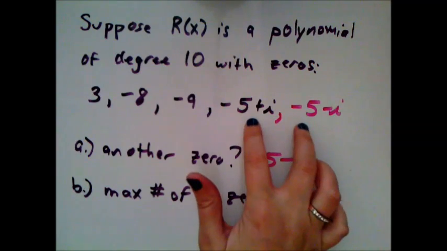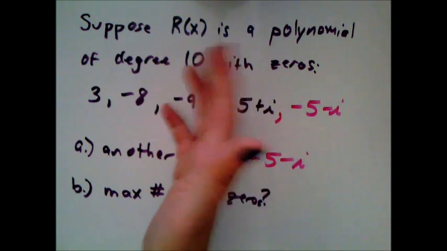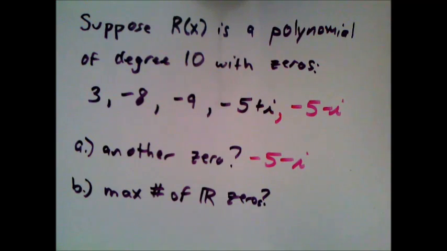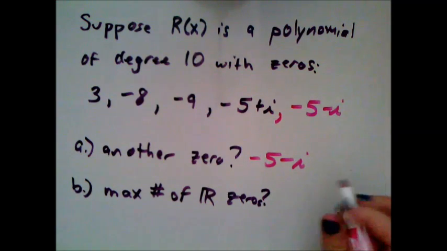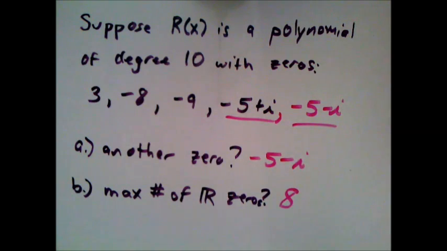So if there's 2 imaginary ones minimally, then there could be up to 8 if all the rest of them were real. So the most real zeros you could have looks like it would be 8. So if there's 10 total and 2 of them are already imaginary, so you can't change that, then if all the rest of them were real, that'd be the most amount of real zeros you could have.